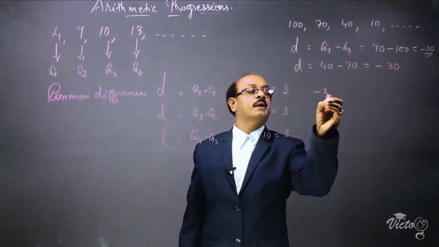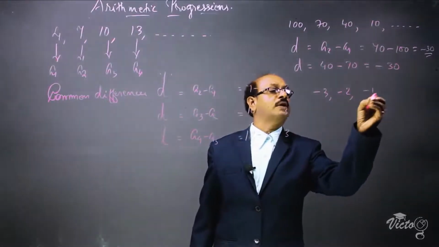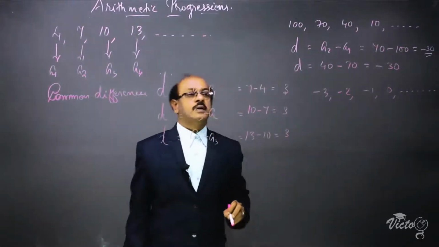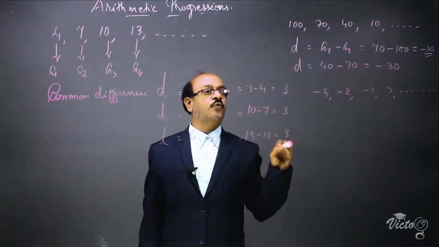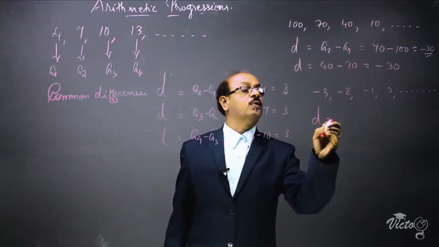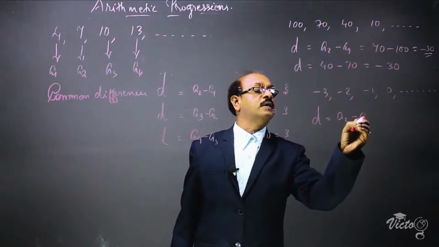Minus 3, minus 2, minus 1, 0, etc. This is the given arithmetic sequence or arithmetic progression. How will you find out the common difference D? D can be found out. D is equal to A2 minus A1.